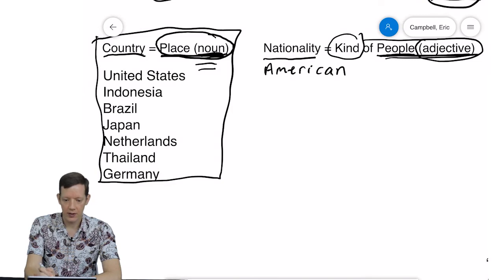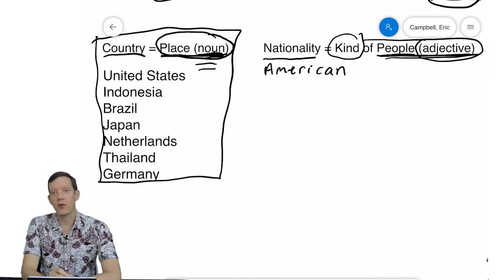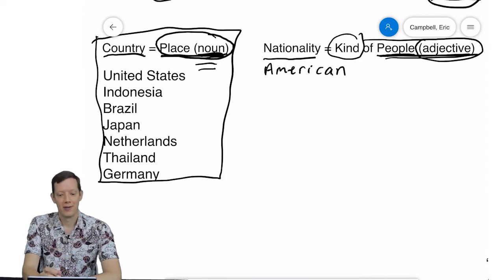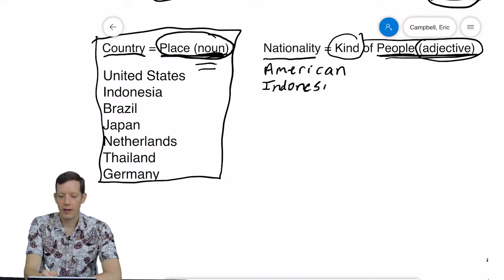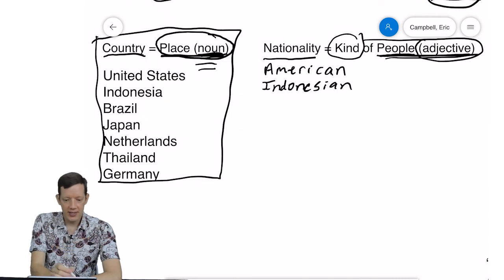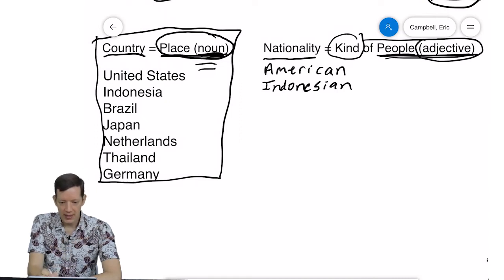C-A-N. Okay? Now then, what about those of you who are from Indonesia? In English, what would we say you are? Indonesian. Good. Okay, so you see that for these two, basically all we did was add the N. For America, it's American. For Indonesia, it's Indonesian.